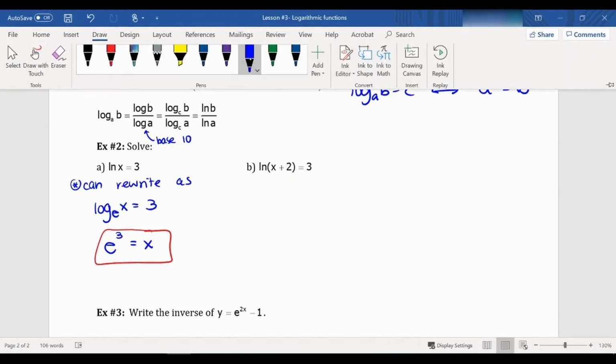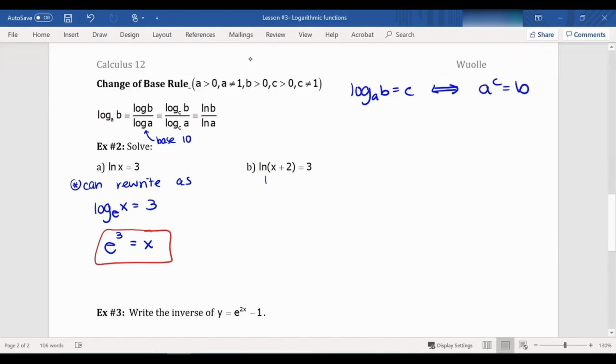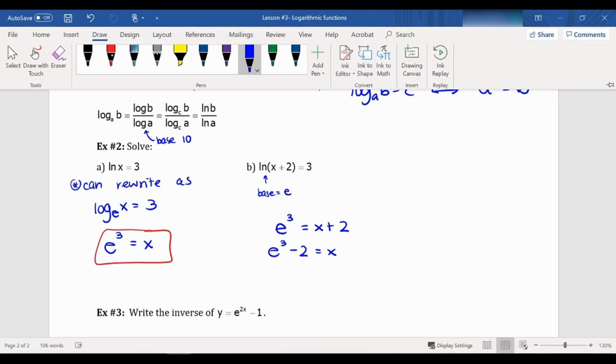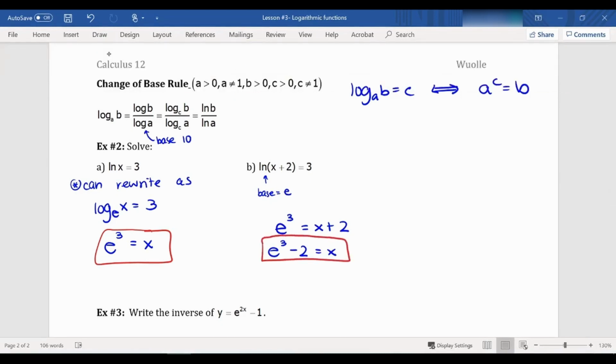The next one, we would have a base of e. So we have e to the 3 equals x plus 2, because my b value here is this whole x plus 2, my c is 3, and my base is e. Then I would need to subtract the 2 from both sides, and I would get e to the 3 minus 2 equals x. Again, we're going to leave it there.